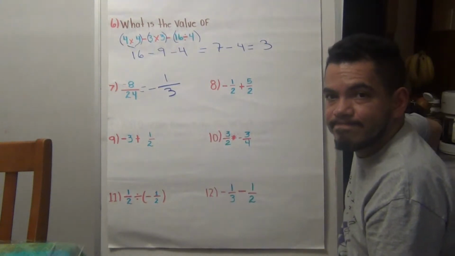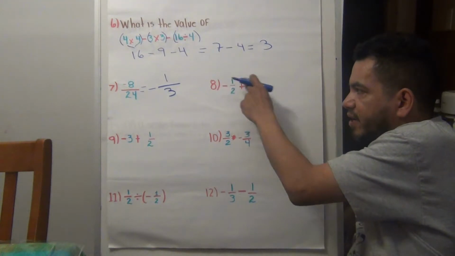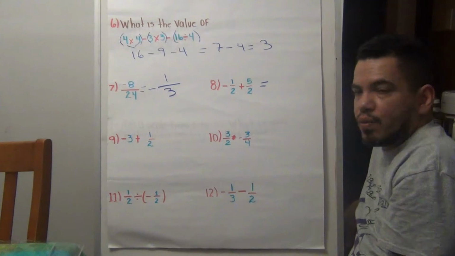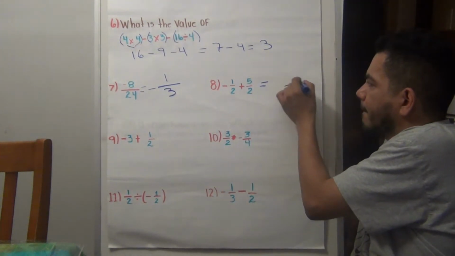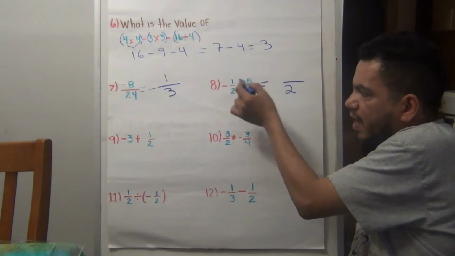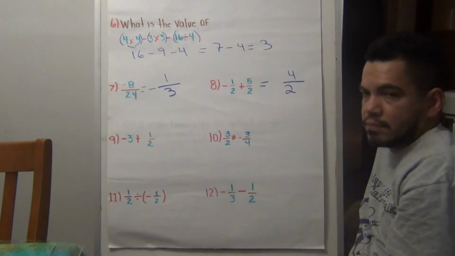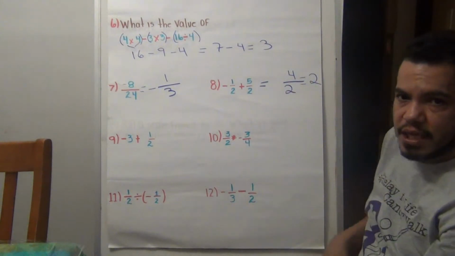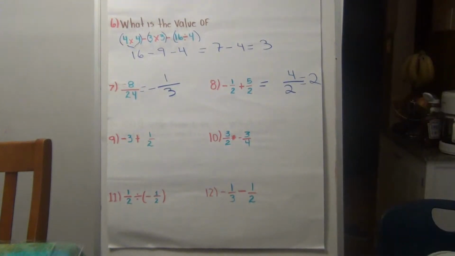Negative 1/3? Yes. Now here I have an addition of fractions. Well, do they have the same denominator? Yes. Negative 1 plus 5 is negative 4. Is 4. See that? And 4 divided by 2 is 2. That's it. Okay.